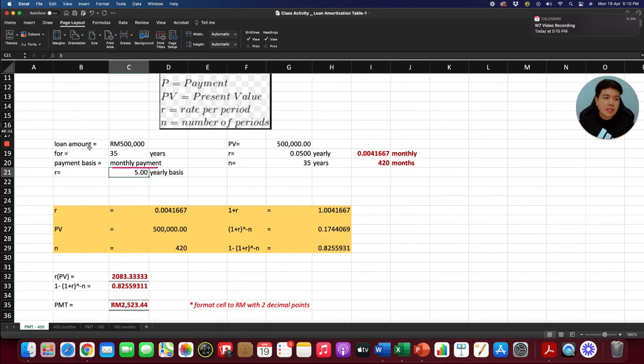So that's it. That's all for this week. I hope you have a lot of fun learning the loan amortization table, as much as I love it. Yes, I love it because it's very, very practical, and it helps me a lot in deciding which bank I should go for, for instance.